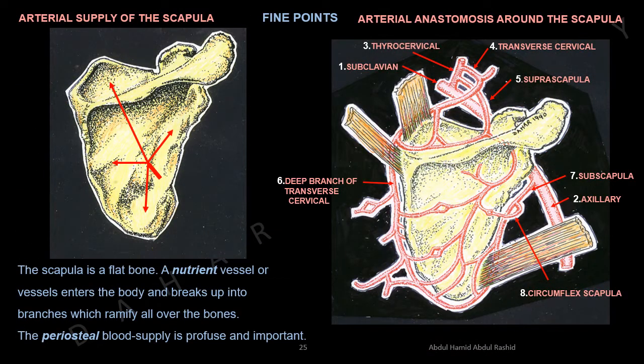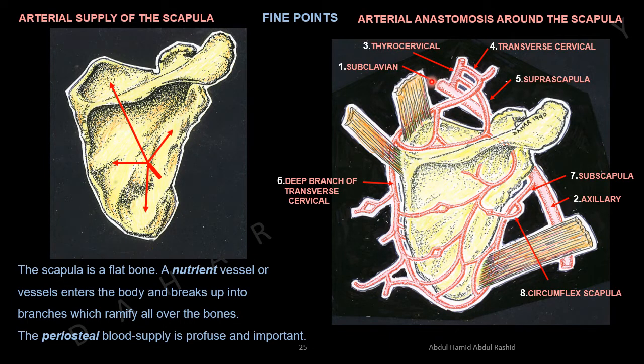Arterial supply of the scapula. The scapula is a flat bone. Nutrient vessels enter the body and break up into branches which ramify all over the bone. The periosteal blood supply is profuse and also important. Arterial anastomosis around the scapula is clinically very important. There are a lot of arteries around the scapula. It is more important for fine points, for advanced learning.